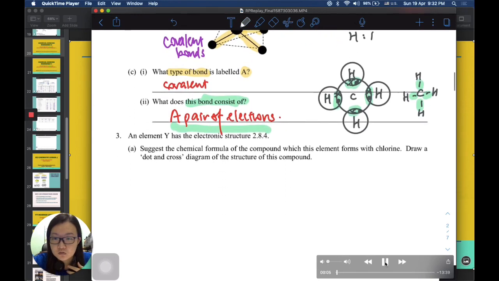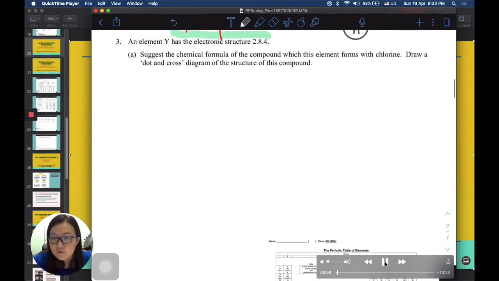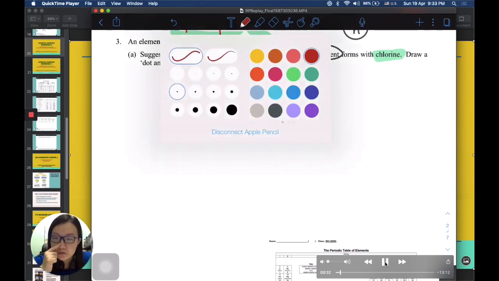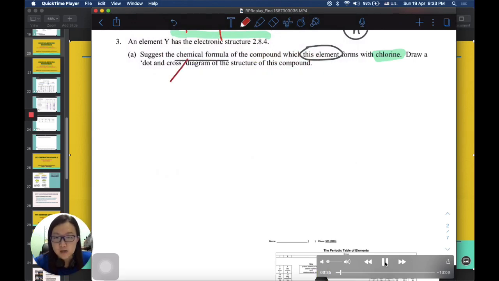Let's scroll down. Alright, so question 3, you have an element called Y, which has the electronic structure of 2.8.4. So part A, you're supposed to suggest a chemical formula of the compound which this particular element forms with chlorine. Then after that, you need to draw a dot and cross diagram of the structure of this compound. So you realize there are two parts to this question. Part one is the chemical formula of the compound which the element forms with chlorine, and part two is to draw the dot and cross diagram.